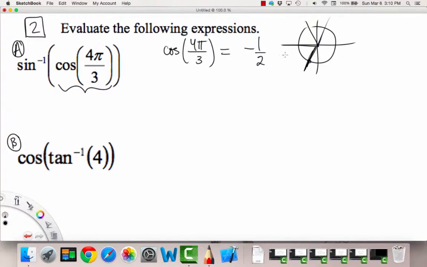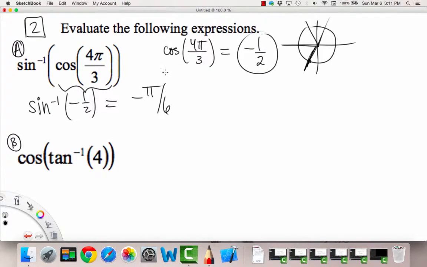Alrighty, and then we can say, okay, so now we can replace this inside with a negative 1/2. So now our problem is sine inverse of negative 1/2, and we actually solved this on the previous slide. And by the same process, we could get that this is negative pi over 6. Or we could write this a little more formal, negative pi over 6. There we go. Okay? Now for part B, we have an inverse tangent of 4 inside of a cosine.